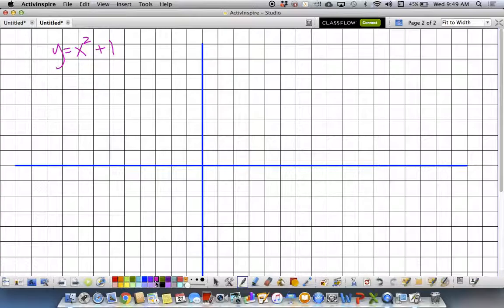Vertical shift. Good job. So if x is 0, y is 1. If x is 1, y is 2. X is 3, y is 9 plus 1 is 10. It's going to be somewhere up there. Here, we know negative 2, negative, we're up here. It's a parabola like that. We're going to pretend that that's symmetrical on both sides.